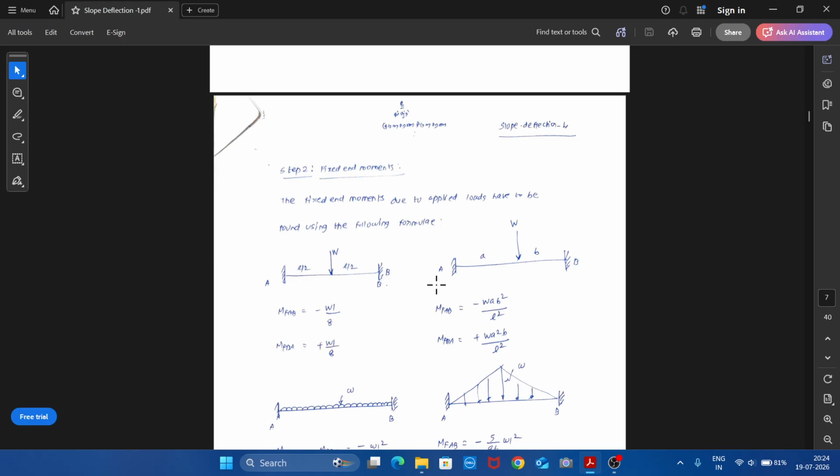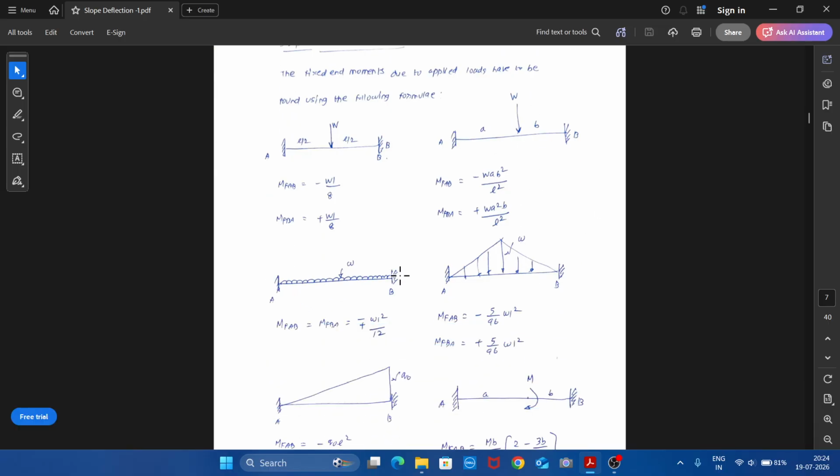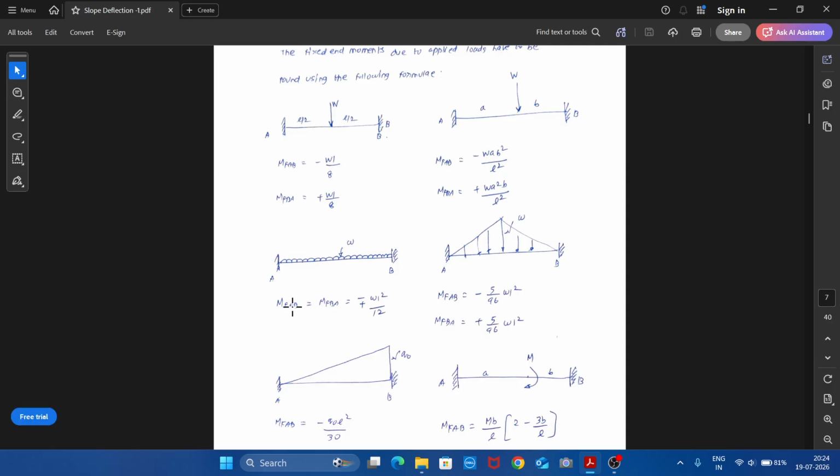In case of fixed beam with non-central point load, say A and B distances, then at the left hand we have M of AB equal to minus WAB squared by L squared and M of BA will be equal to plus WA squared B by L squared. Then in case if we have UDL, then fixed end moment is given by M of AB is equal to minus WL squared by 12 and M of BA equal to plus WL squared by 12.